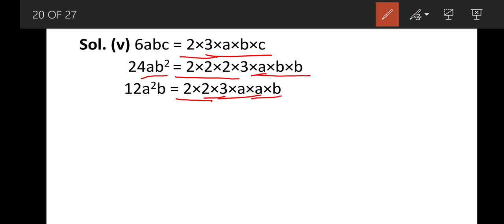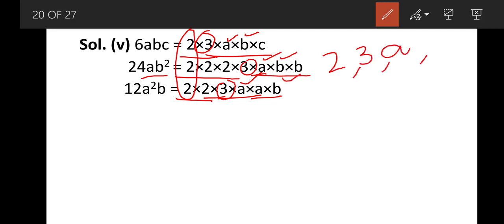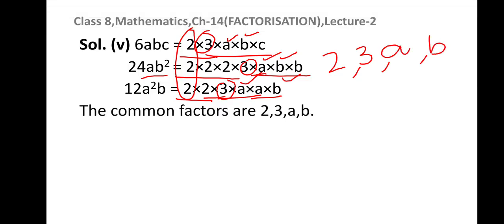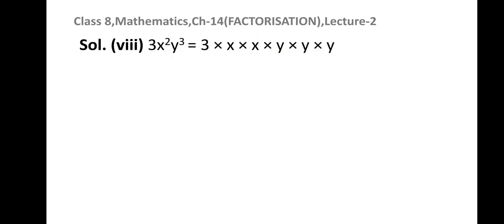So what is common out of these three terms? This 2 is common. 3 is present here, here also, here also. A is also present common in all the three. B is also present in all three. So what are common factors? 2, 3, a and b. So 6ab will be your answer. So 6ab you can write after multiplication. So let us see 8th part now.